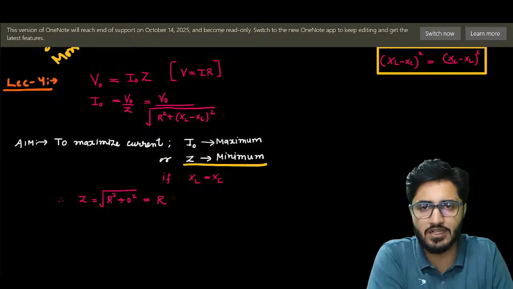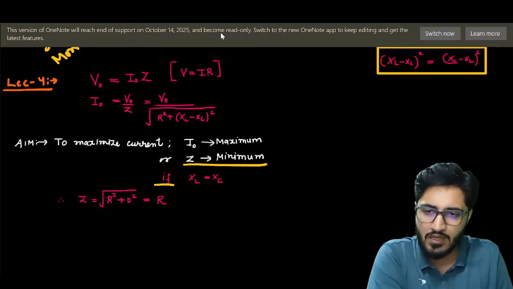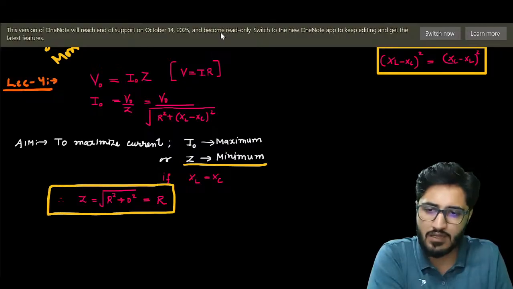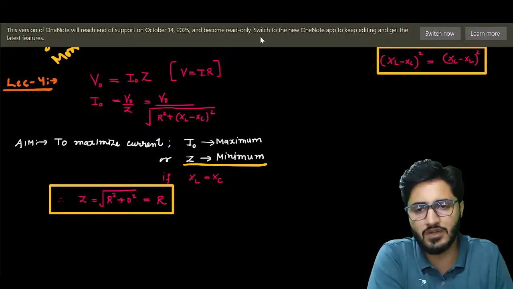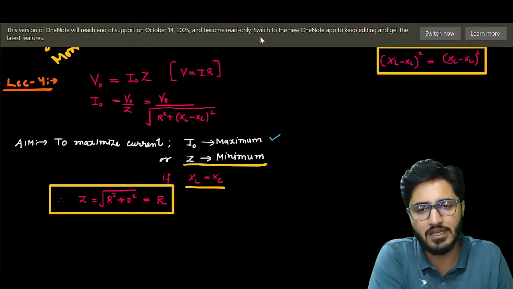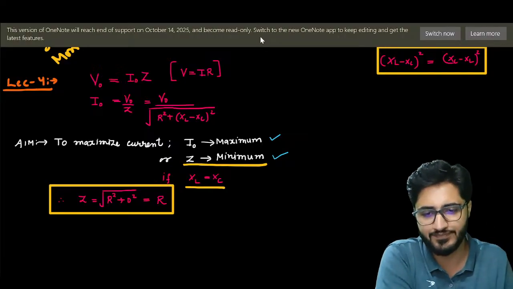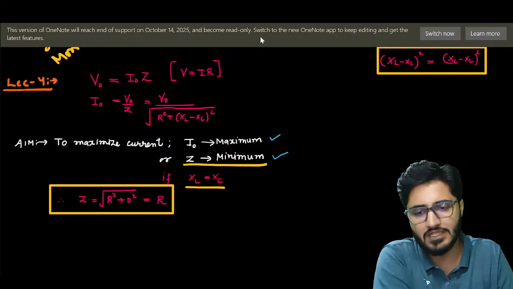This implies that whenever my system has XL equal to XC, in this particular scenario my current will be maximum, my opposition will be minimum, and the opposition will be equal to the resistance only. Done now? Okay, sir. So now let us elaborate on this.